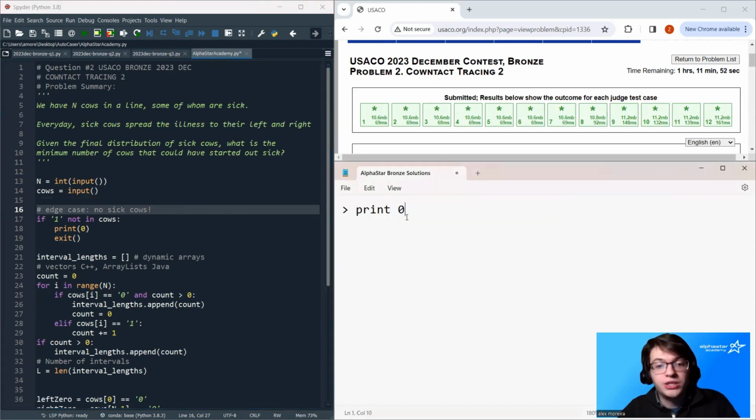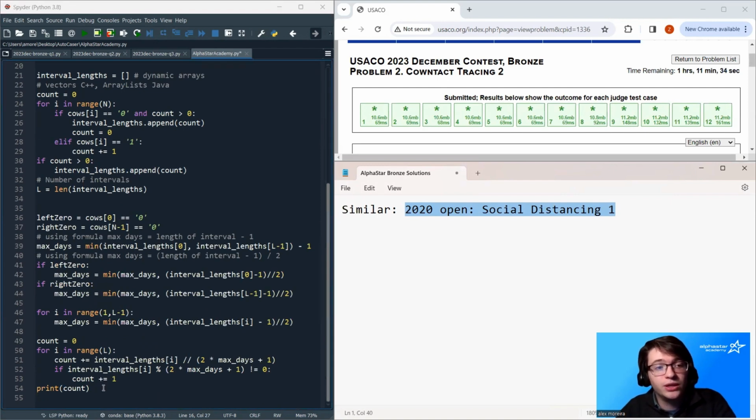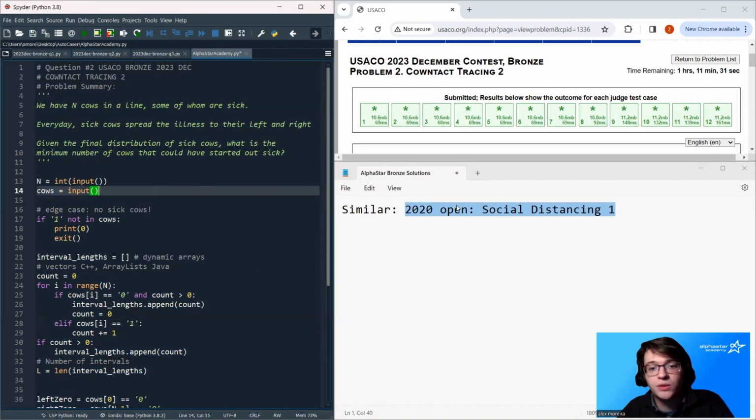And this problem is actually pretty similar to an old USACO question. Just as a fun note, this is very similar to the 2020 open question, social distancing. It's maybe a little bit easier than this question, but if you've solved this problem before, you definitely notice some of the similarities between how we went about solving this question and how you solve this question.